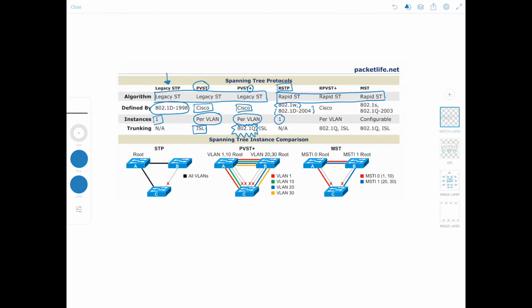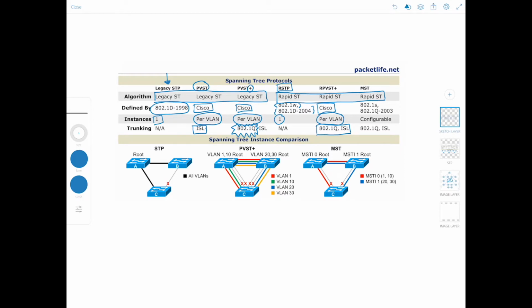So Rapid PVST+ provides a separate instance of 802.1w per VLAN and uses both 802.1Q and ISL encapsulations. So this is another Cisco proprietary protocol, just like PVST or PVST+, and it supports per-VLAN spanning tree instances and also supports both encapsulations.